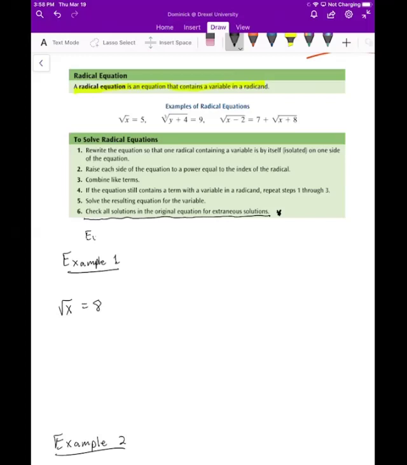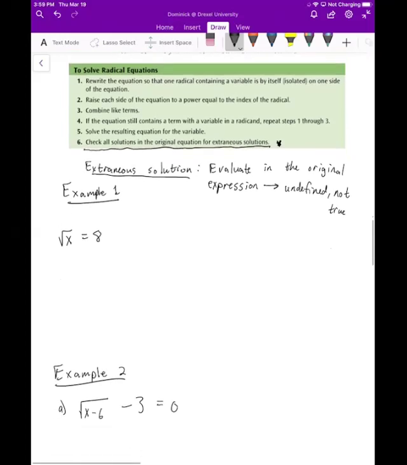Now, basically what an extraneous solution is, or how it comes up in this context, is that you'll get some number that if you plug back in, so if you evaluate in the original expression, this leads to some kind of indeterminate form or some kind of undefinedness, right? So if you evaluate in the original expression, it would lead to something being undefined or not true. All right, so we'll see that come up in just a moment here, but let's go through some quick examples.